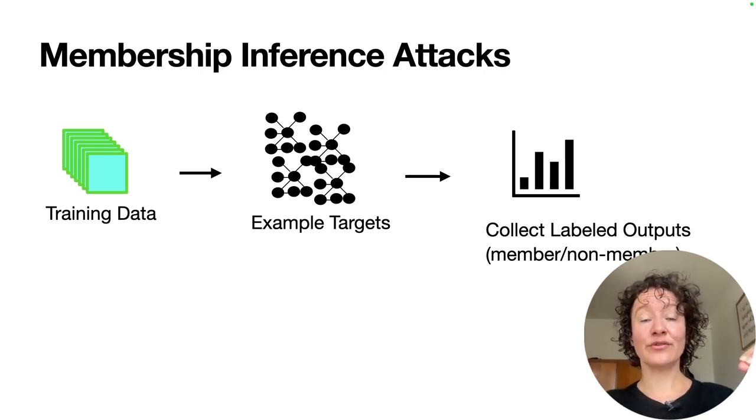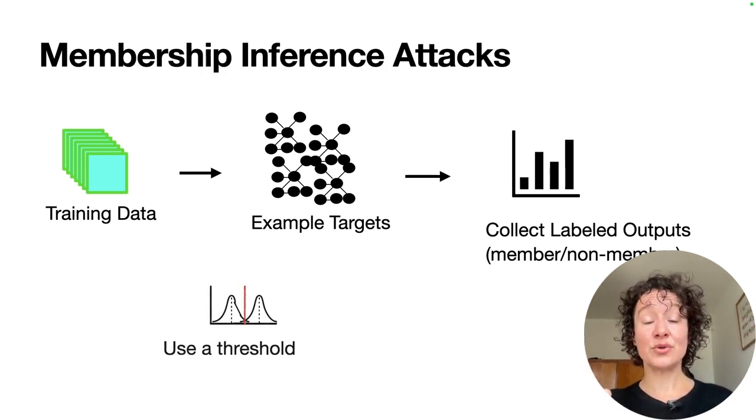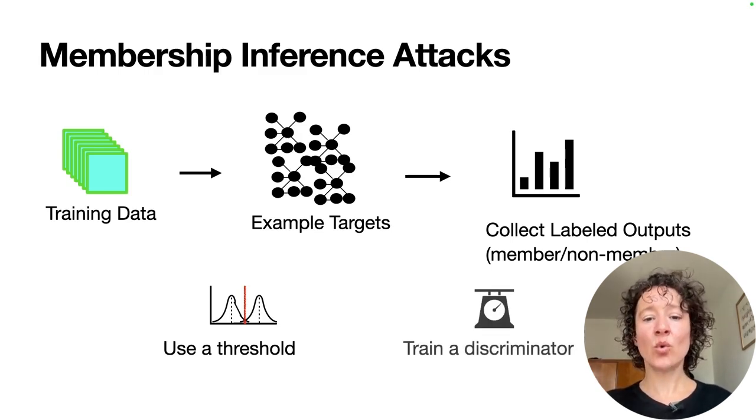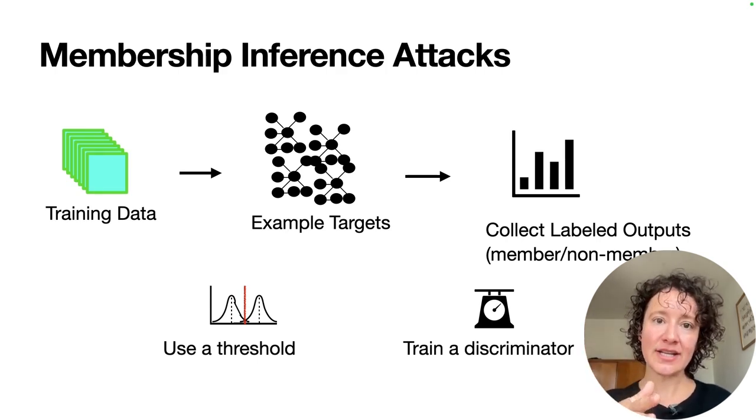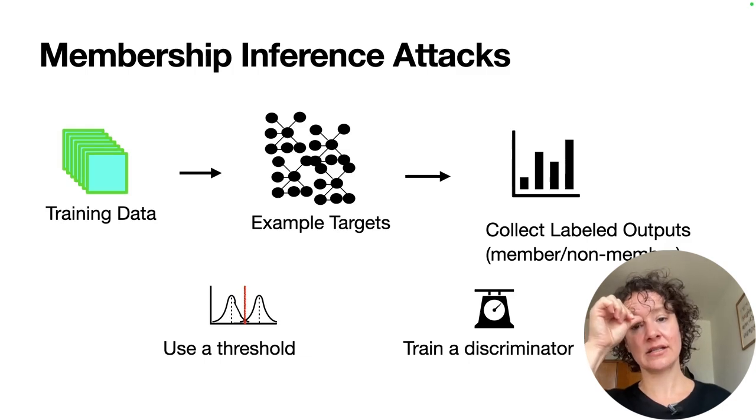We're going to collect those, and then we're going to see, can I do a simple threshold attack? Can I separate those distributions easily? If so, then that's maybe the simplest way. Or I can train a model to determine, based on the model outputs, was this in the training data or out of the training data?